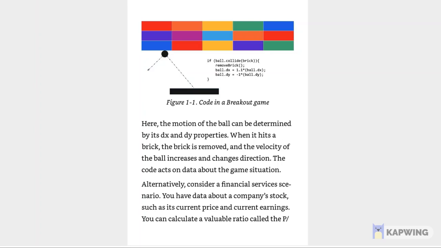We'll understand this a bit later. Here, the motion of the ball can be determined by its dx and dy properties. So dx and dy are the properties of the ball, so we can understand the motion of where the ball is going. When it hits a brick, the brick is removed, the velocity of the ball increases, and the direction changes. So dx and dy, as we mentioned earlier, are the properties of motion of the ball, and they determine the velocity that increases and the direction of the ball that gets changed.